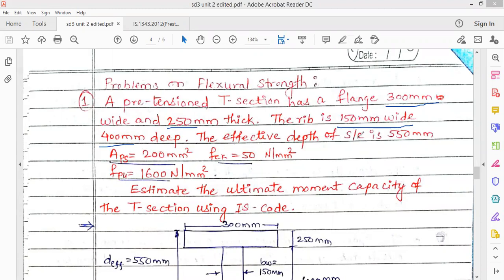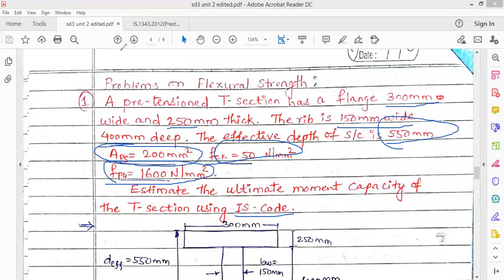And the effective depth is also given for the cross section, it is 550 mm, and APS, area of steel, is given as 200 mm square, FCK is given as 50 Newton per mm square, and FPU is 1600 Newton per mm square. So almost all the parameters are given to you. What we need to estimate is the ultimate moment capacity, or ultimate moment resistance, of the T section using the IS code.